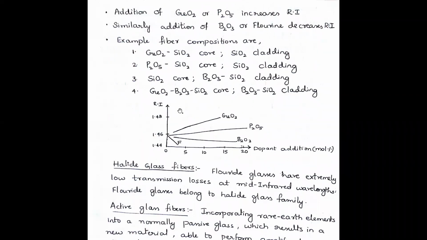You can just go through this plot which shows the refractive index profile on the y-axis and the dopant addition on the x-axis. So the amount of dopants that you are going to add will change the refractive index. Say for example, if you are adding boron, say 20 dopants, it may result in a refractive index of 1.44, or if you are using germanium dioxide, the refractive index can reach up to 1.48.